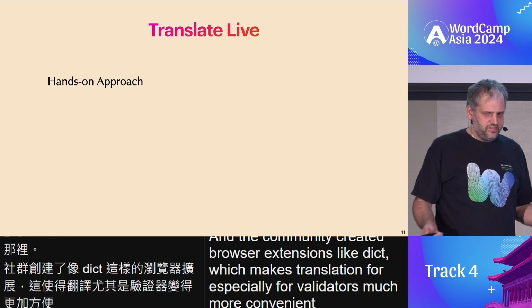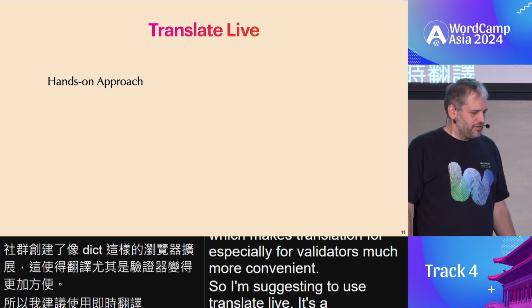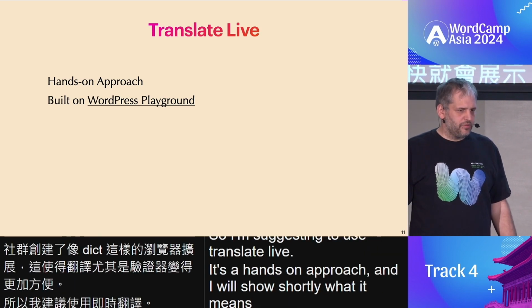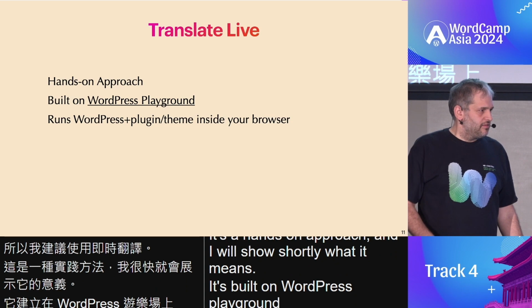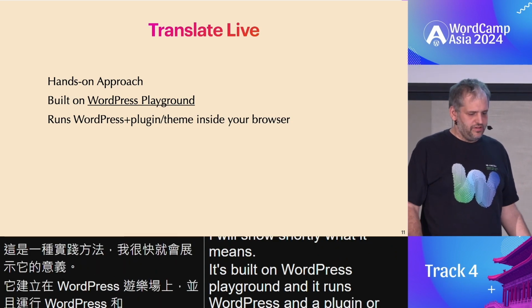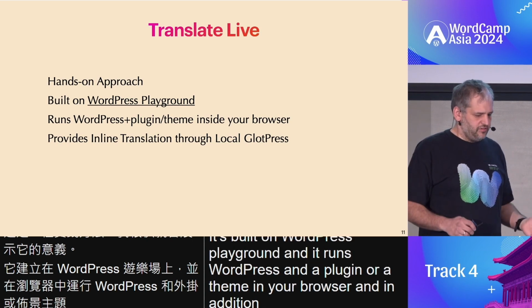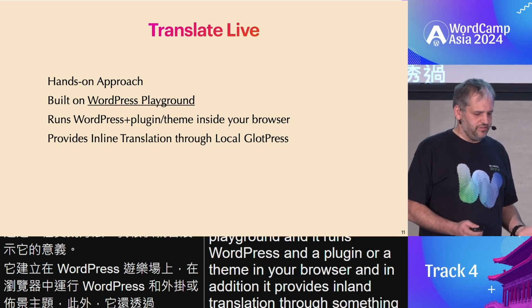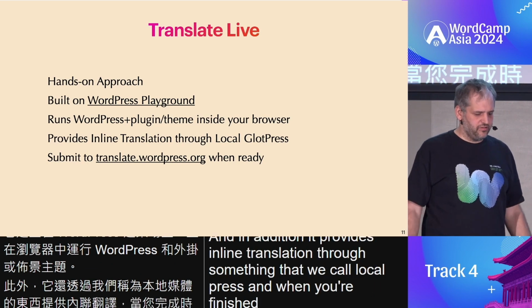So I'm suggesting to use Translate Live. It's a hands-on approach, and I will show shortly what it means. It's built on WordPress Playground, and it runs WordPress and a plugin or a theme in your browser. In addition, it provides inline translation through something that we call Local GlotPress. And when you're finished with translating, you can submit it to translate.wordpress.org.